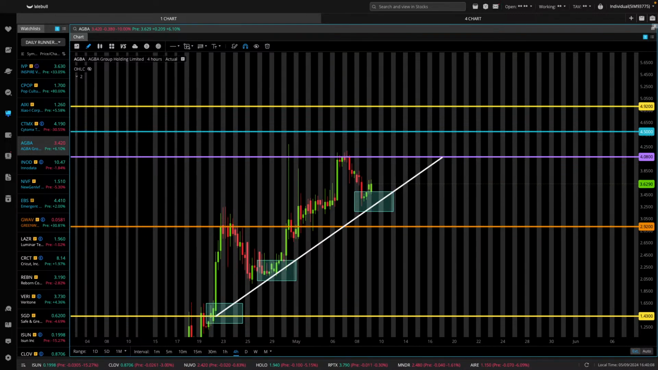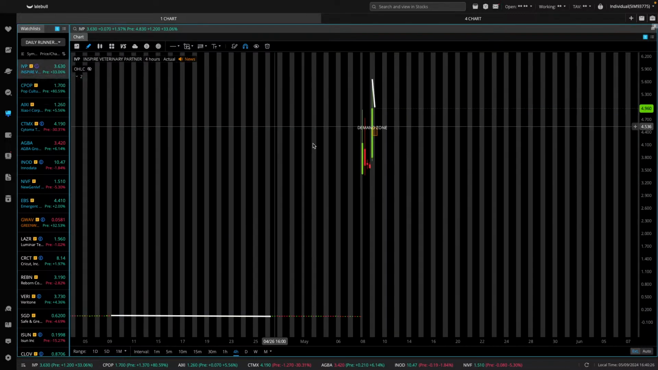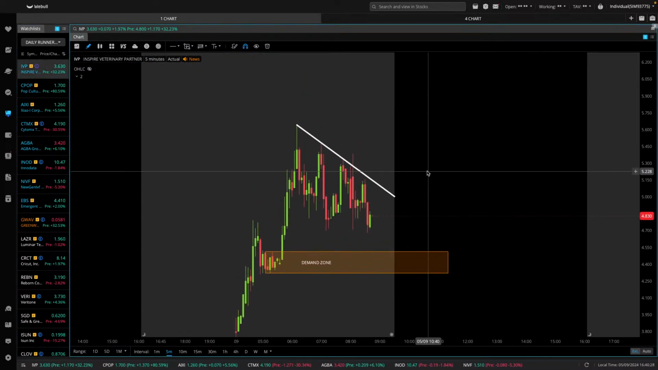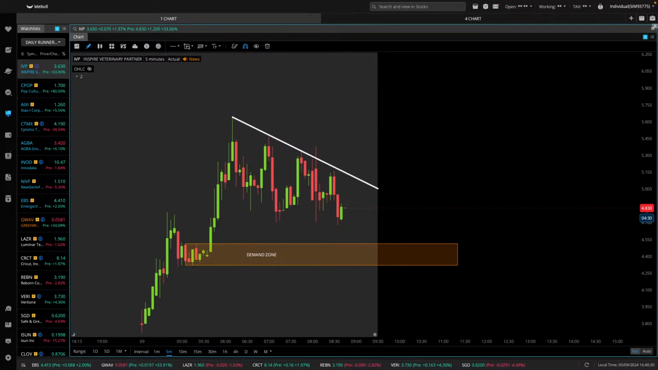So for AGBA at the moment, it looks like it's trying to reverse, so maybe you could look for entries here, as I mentioned. Your next resistance level is around 408, 410, and then you have 450, then 492. So those are your levels on that. IVP, I just went over this one, so if you scroll back, you'll be able to see what I talk about in that one.